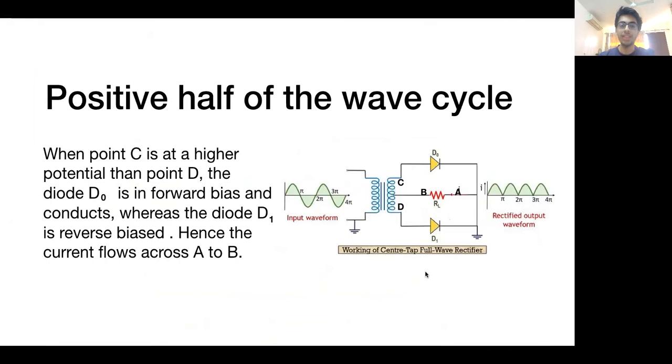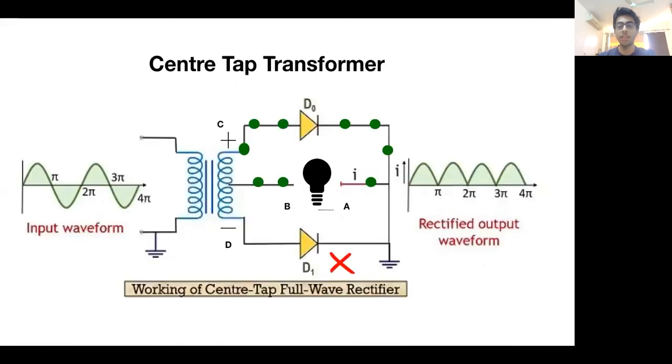When point C is at a higher potential than point D, the diode D0 is forward biased. Here is the diode D0, and the diode D1 is reverse biased. So the diode D0 conducts and current flows from A to B. Let us see how this is happening. Here we can see the C point is at higher potential than D, and the center tap transformer is connected to the bulb, then to two diodes. So the current will flow through diode D0 and it will be able to conduct, and the bulb will light.